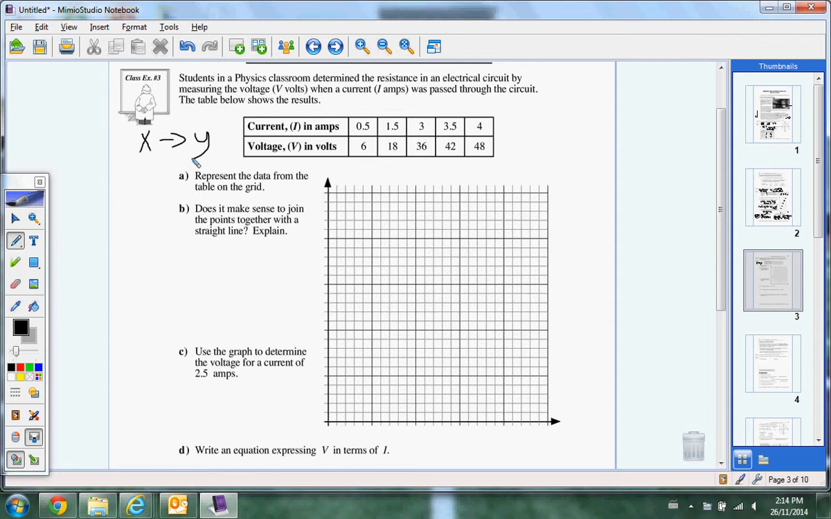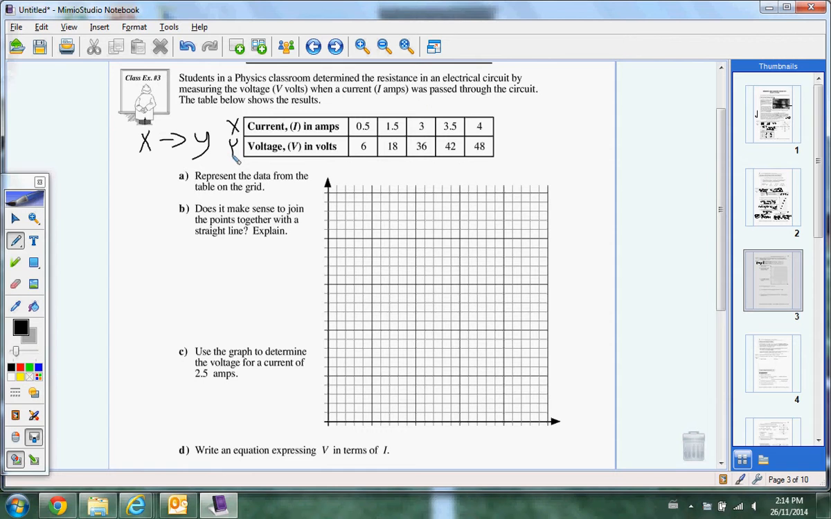So determine the resistance of the electrical circuit by measuring the voltage in volts when a current of amps was passed through the circuit. Okay, so does the amps affect the volts or the volts affect the amps? If amps affect the volts, good. So what that means is this is essentially my X, this is kind of my Y in terms of how we're thinking about it.